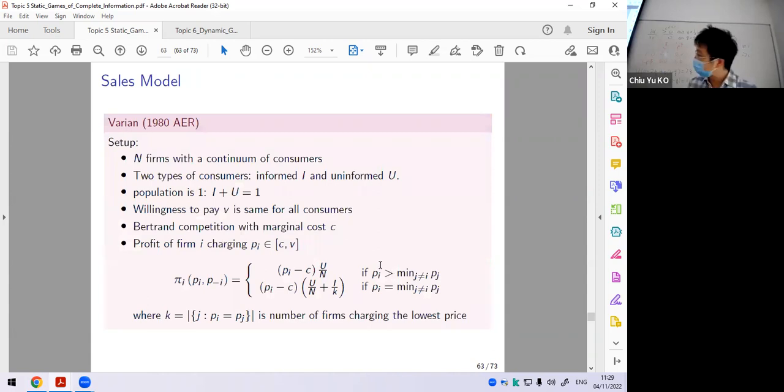So I guess there's a break. After the break, I'll talk about the last model, which is called the Varian model. We try to relax the idea of Bertrand competition. And you will see that when we allow mixed strategy, something interesting goes on. And then we'll end this topic. Let's take a break. 10 minutes.